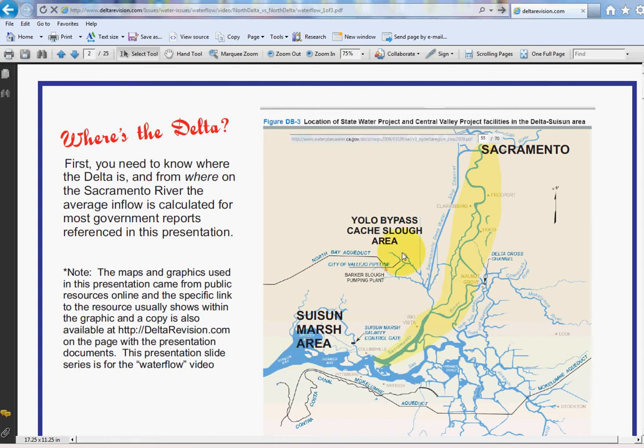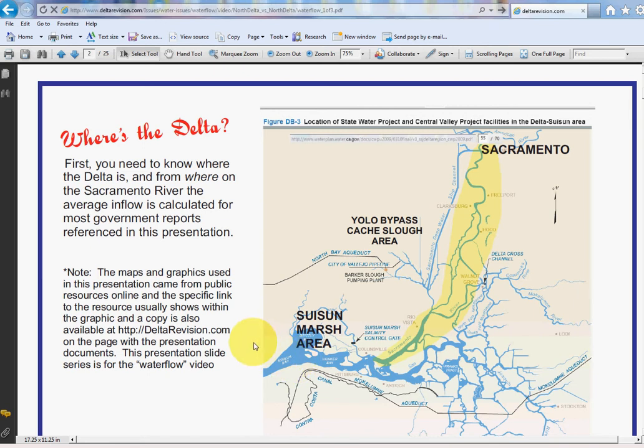This series looks entirely only at Sacramento River flow and the question about how much water does or does not flow from the I Street Bridge in Sacramento through the north and west Delta and out into the Suisun Bay.